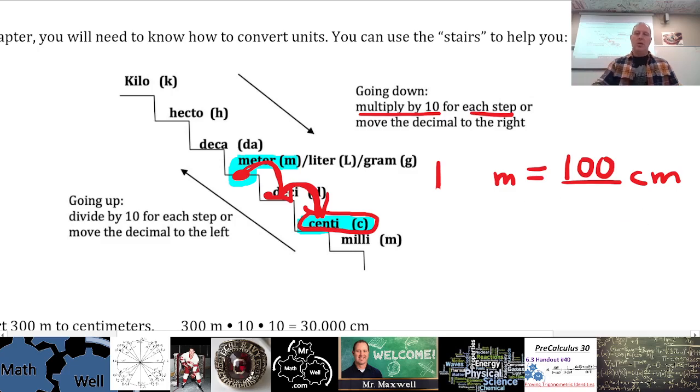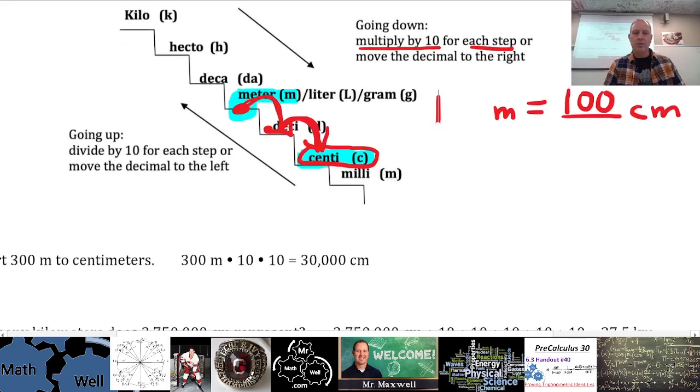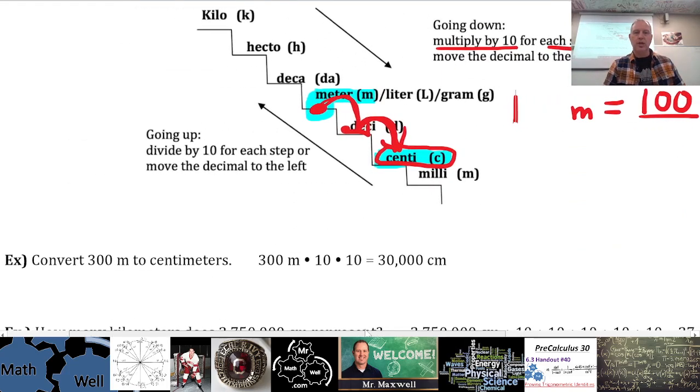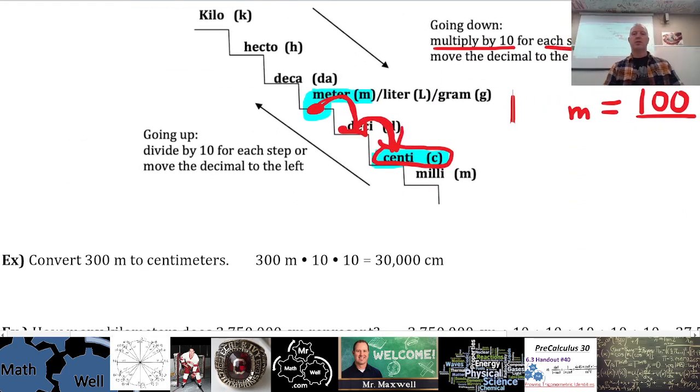All right. What are some other examples that you see on your notes package here? Convert 300 meters to centimeters. All right, well, that's pretty easy. 300 meters, I have 300, and I multiply by 10 and by 10 again.